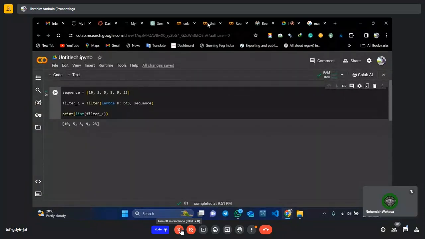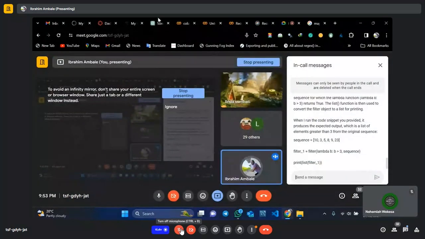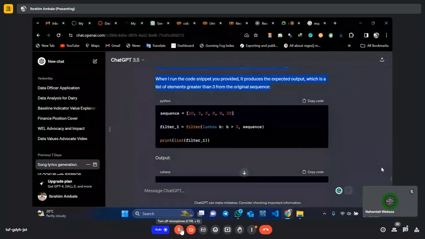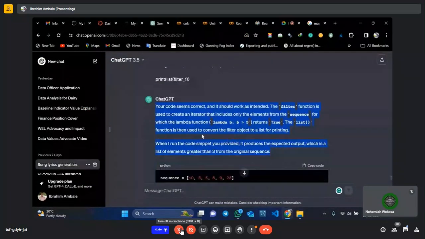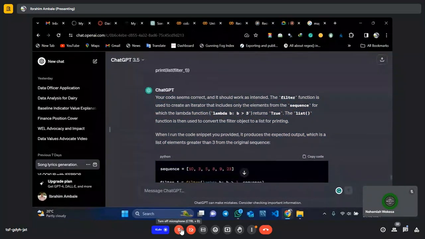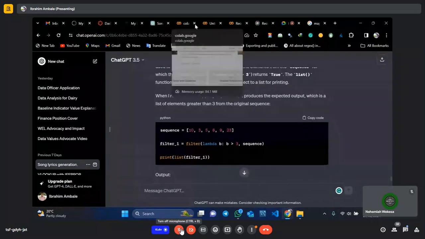Yeah, exactly. In fact, even ChatGPT was saying, if you look at our text there, after pasting it on ChatGPT, this is what ChatGPT said: that your code seems correct and it should work as intended. So I don't know why yours is not working. ChatGPT says the filter function is used to create an iterator, so it was correct. Linda, yes? I had a problem with mine too.